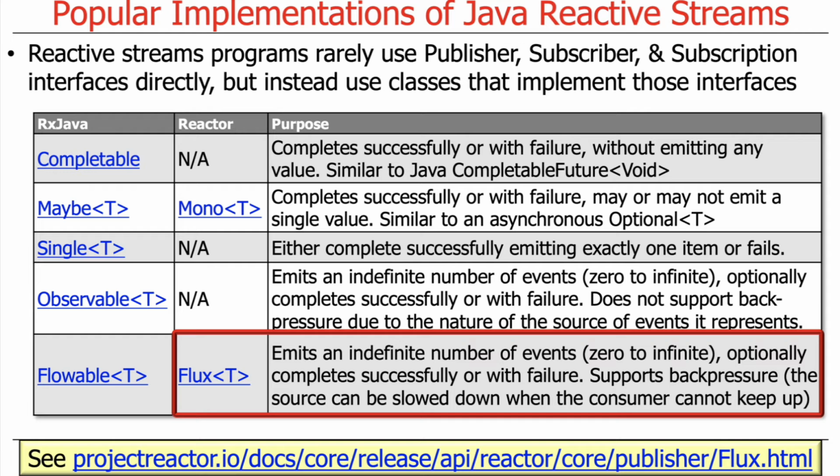And one of the things that a flux can do that's really cool is it supports back pressure, which means that the publisher source can be instructed to slow down or not send data until the subscriber or subscribers can keep up with the flow of the data. So it keeps fast publishers from overwhelming the resources of slower subscribers that have lots of work to do.